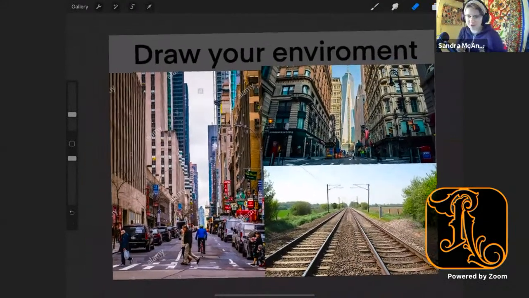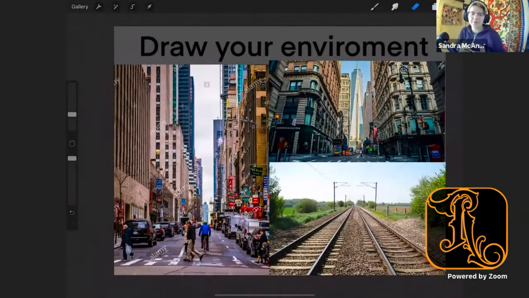Last but not least, let's start getting people in here. These are some examples. This is mostly one-point perspective. I have this railroad one that I really liked. It's a great example. At the same time, this one, technically, you could say it's two-point perspective because they have two vanishing points here and here because of this building. So we could technically call this two-point perspective.